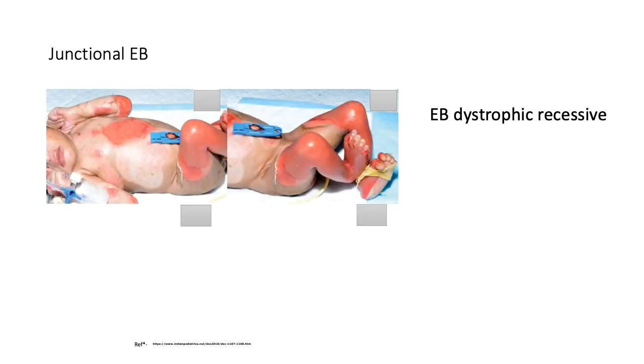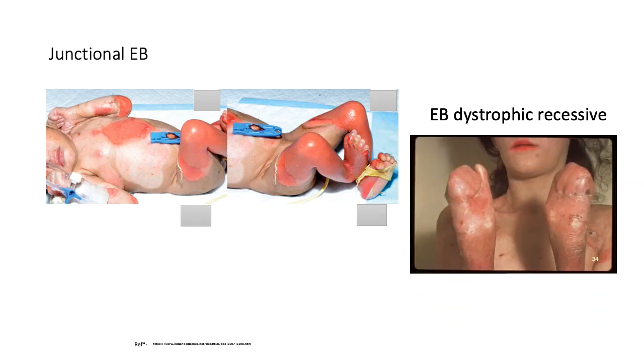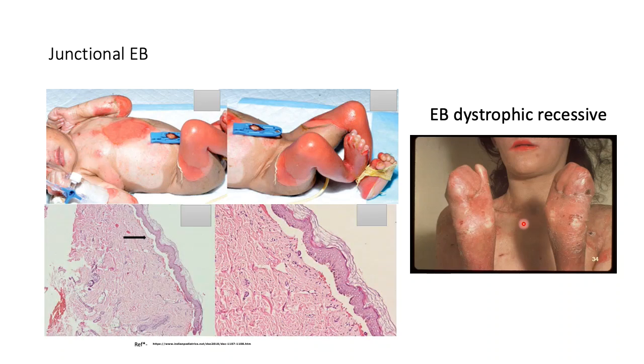So these are the pictures of junctional EB showing loss of epidermis, and this is the picture of the dystrophic recessive variant of EB, which shows generalized lesions and mitten hand deformity. Scar is also developed on these lesions. And this is the microscopic picture of junctional EB showing subepidermal bulla formation.